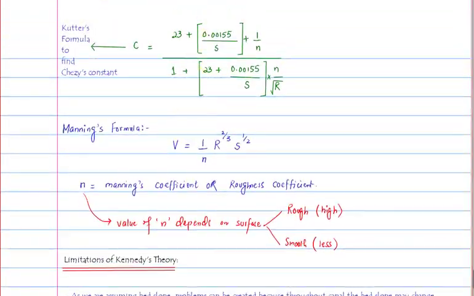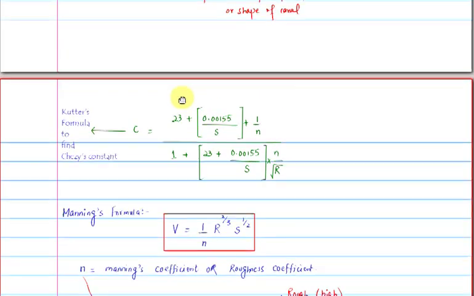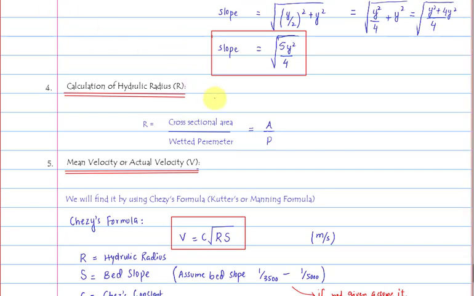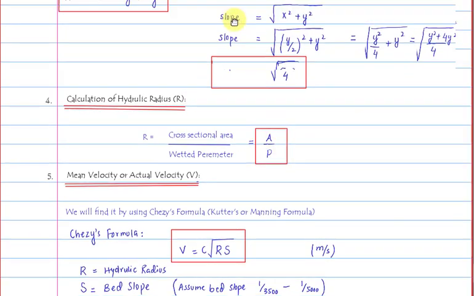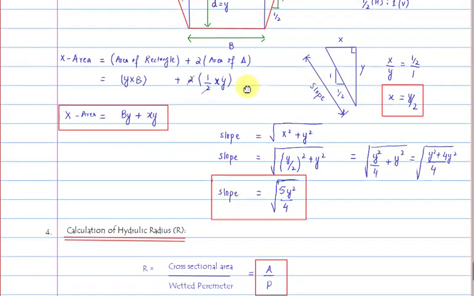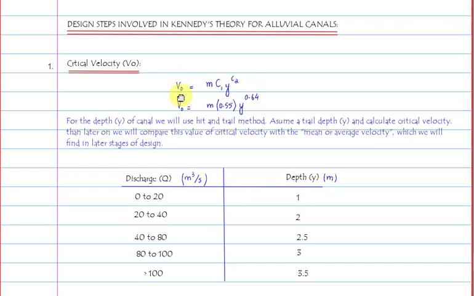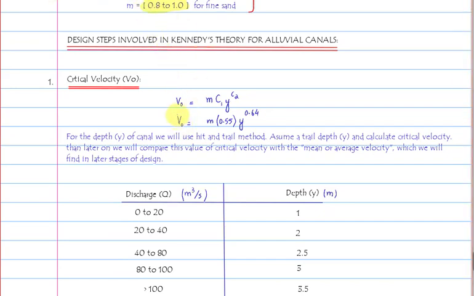Okay, this is one important thing, and these are limitations and formulas. This is Manning's formula, and then we got Kutter's formula, and this one is Chezy's formula for finding out the mean velocity or actual velocity. Then we got formula for finding the hydraulic radius. Then these are parameters: cross-sectional area, slope, and x and y. And this is formula for finding out the cross-sectional area of flow. And in step 1, we got this formula to find out the critical velocity V naught.